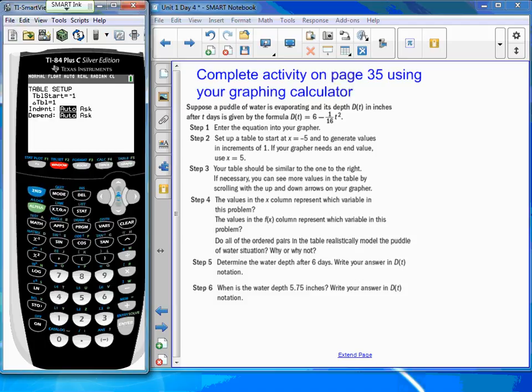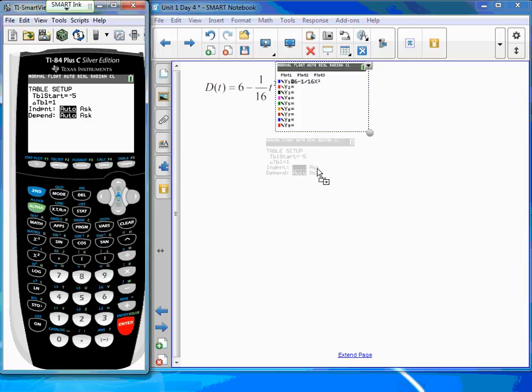In my table set, I want the calculator to start generating values at x equals -5 and go by a step of 1. So I'm going to make sure that my table start is -5. My t step or x step, or change in table or delta table, whatever your calculator says, is 1 because I want it to go by ones. Make sure that your independent variable and dependent variable are both set to auto. Everybody good? I want to screenshot it.